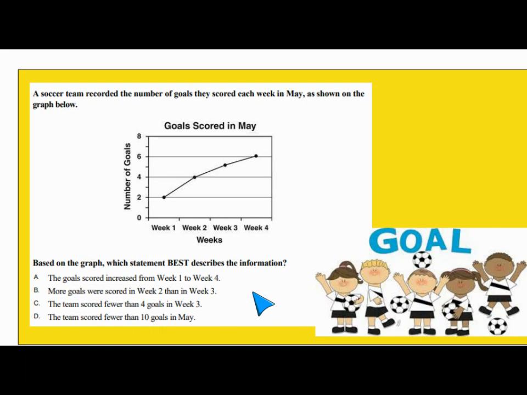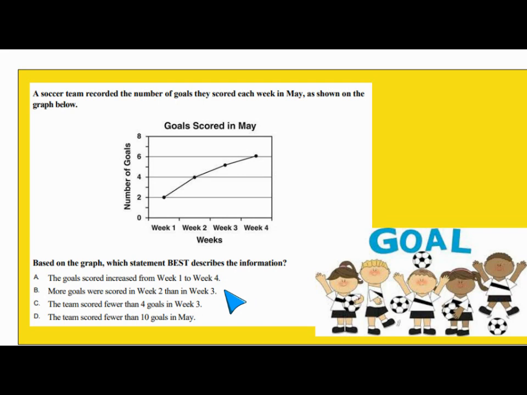All right, a soccer team recorded the number of goals they scored each month in May, as shown in the graph below. What statement best describes the information? Are the goals scored increased from week 1 to 4? Yes, there is a constant, some kind of increase between every 2 data points. I'm thinking that's it. Let's make sure.